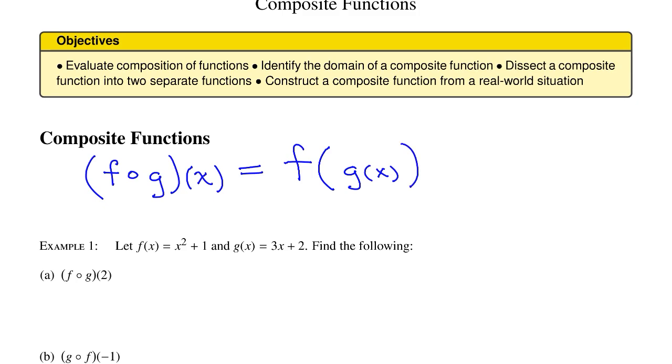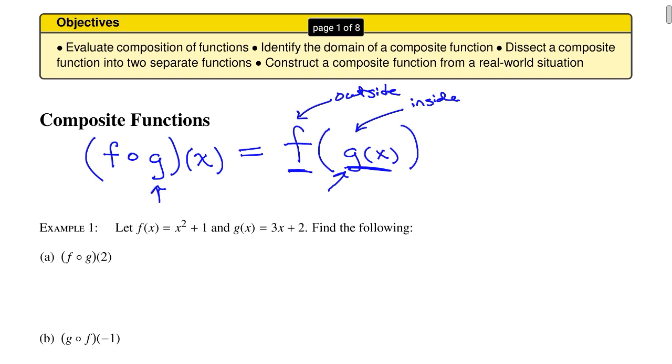Notice that the f here was the one that was mentioned first in the composition, and that function is the outside function. The g was the one on the right side here, and that's the inside function. So basically what composition of functions results in is you take one function and evaluate it inside of another function. So you're going to take the g function and you're going to put it inside the f function. Let's show some examples of this.